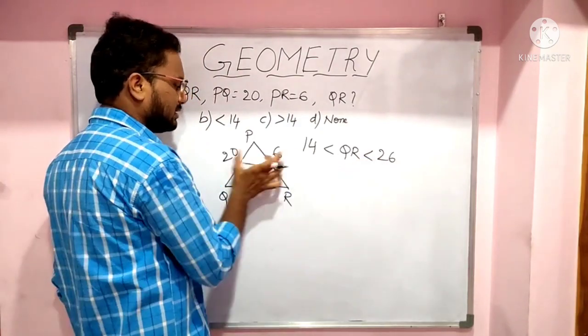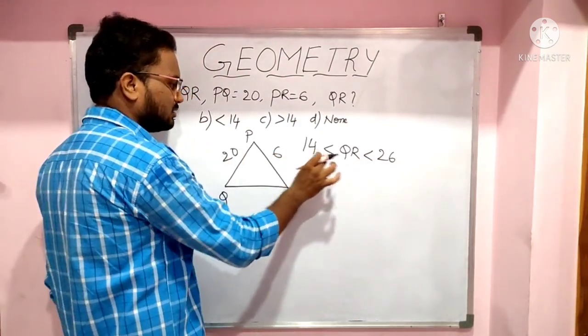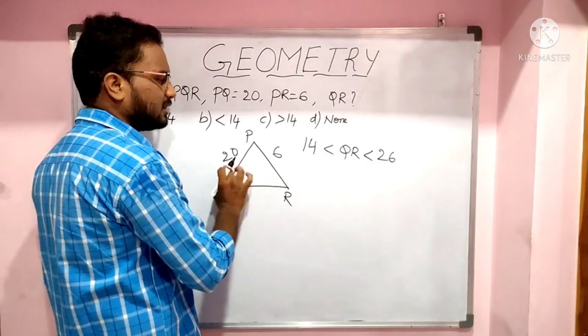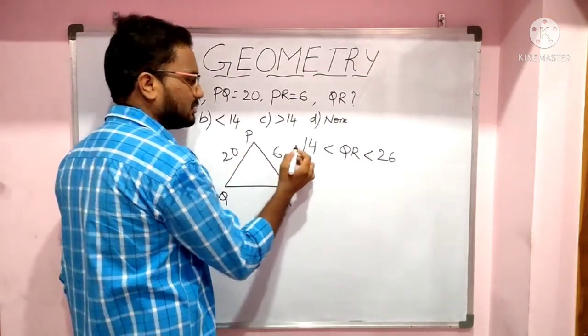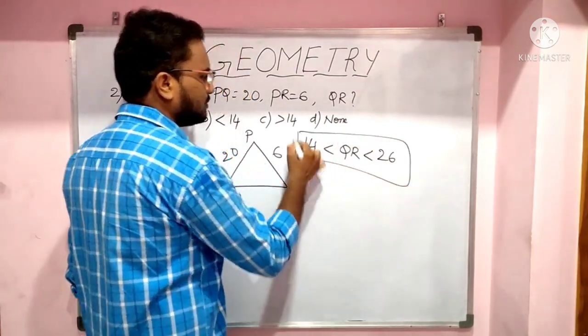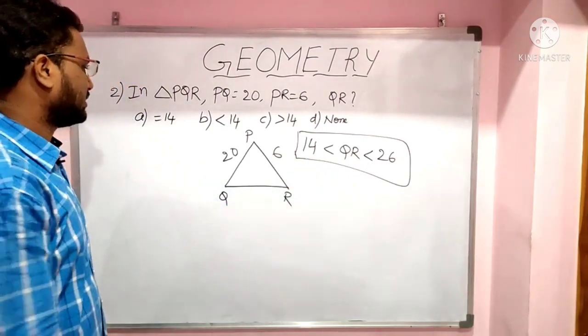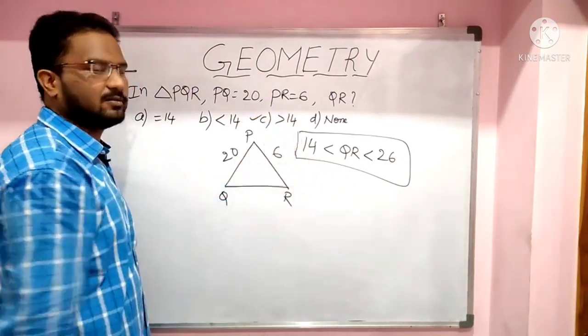So the value of QR lies between 14 and 26. It should be less than the sum of these two sides and greater than the difference of these two sides. 20 minus 6 is 14. So QR should be greater than 14. So the answer is greater than 14.